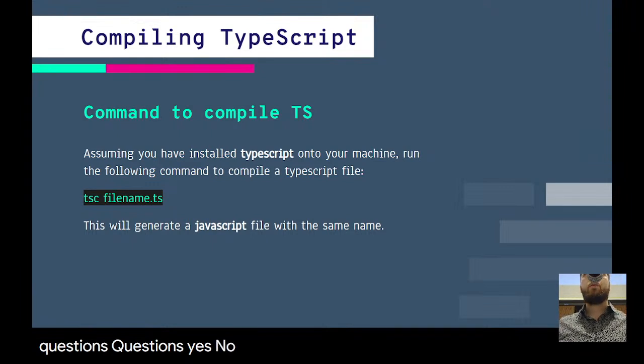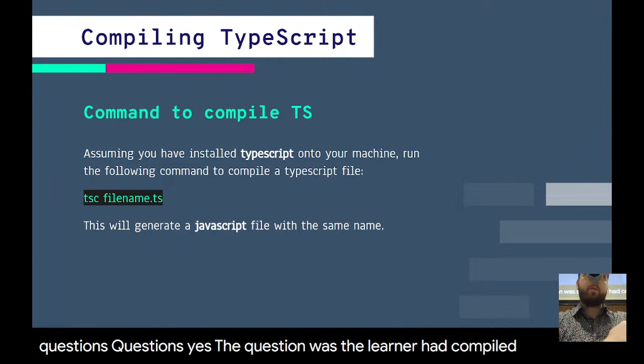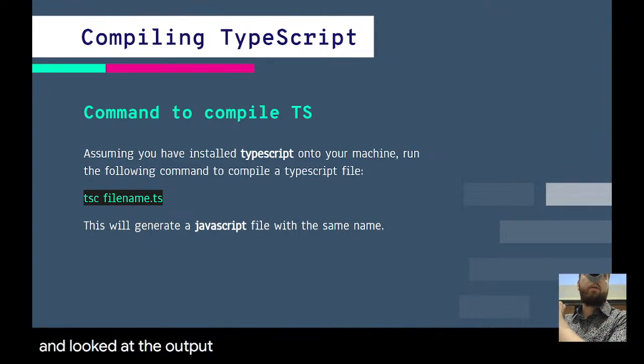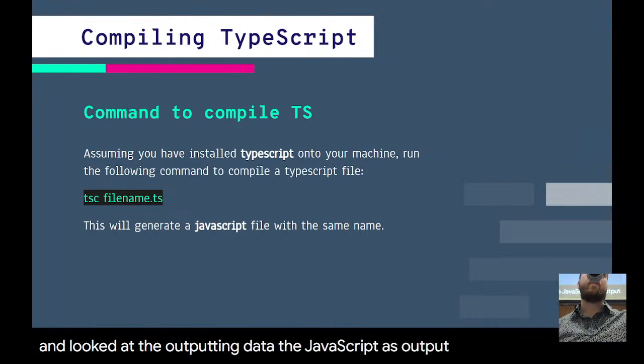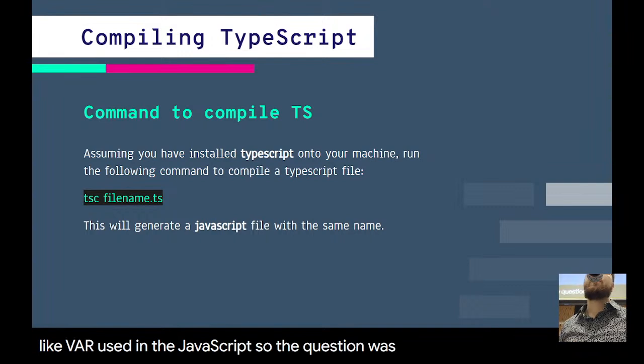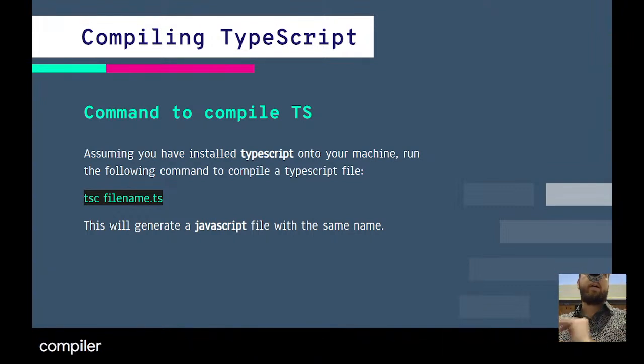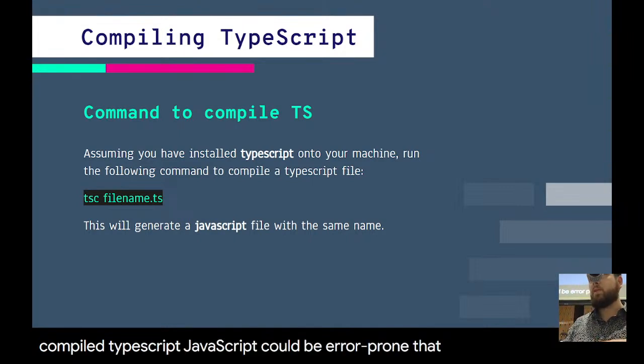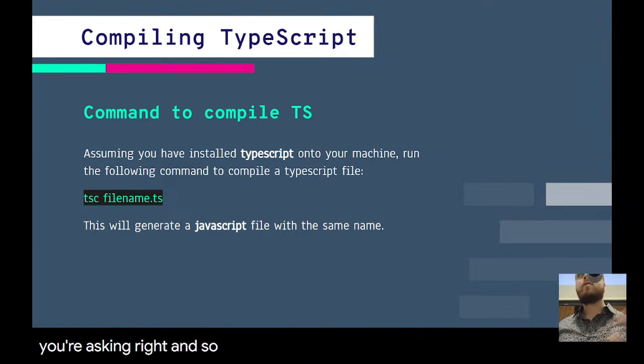Right. So the question was, the learner had compiled TypeScript and looked at the JavaScript output. They noticed things like var used in the JavaScript. So the question was, is it possible that the compiled TypeScript JavaScript could be error prone? Is that essentially what you're asking, right?